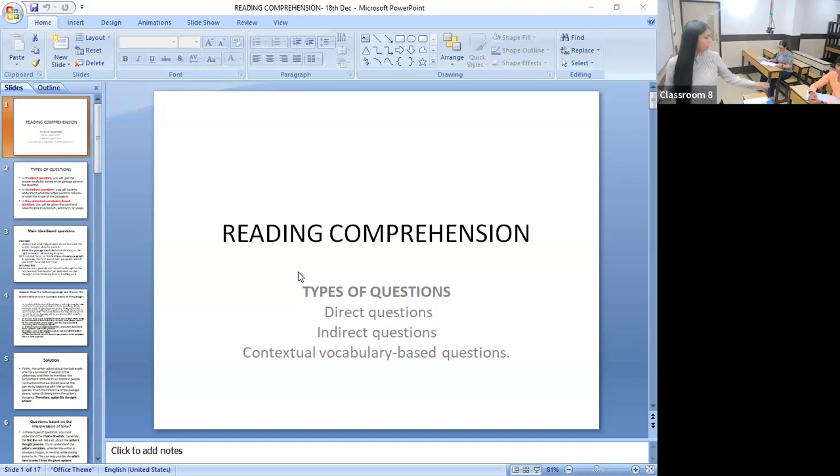So Shantanu, quickly write down in short in your notebook the types of questions: direct questions, indirect questions, and contextual vocabulary-based questions, so that we can sort out the strategies step by step. Just draw a flow chart kind of thing, or any way whichever you like best.